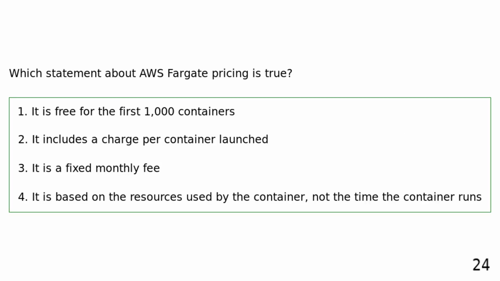Which statement about AWS Fargate pricing is true? It is free for the first 1,000 containers. It includes a charge per container launched. It is a fixed monthly fee. It is based on the resources used by the container, not the time the container runs.